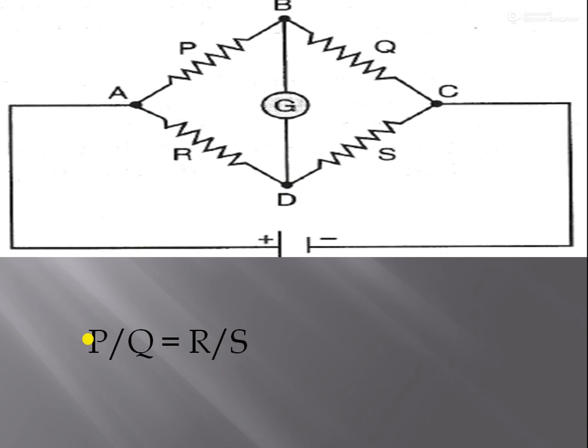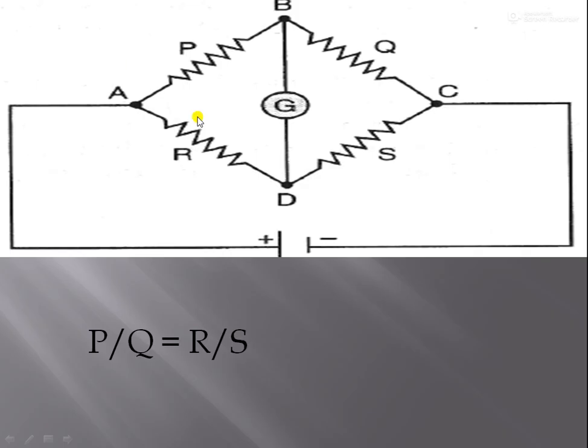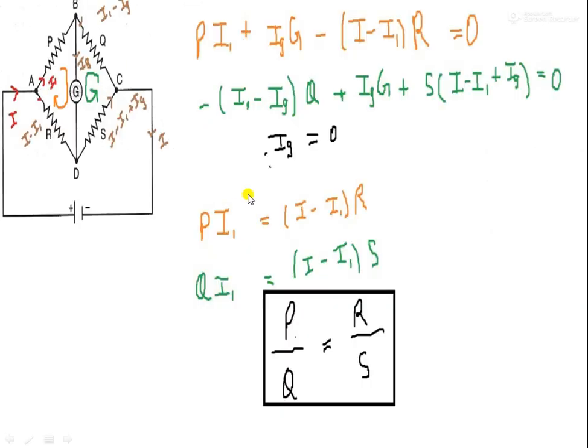Now we are going to derive, or prove, this formula of P by Q equal to R by S. How? This is the same diagram that was shown to you here, but what I have done is I have given names to the currents. Let I be the current flowing through this branch, and at this junction it breaks into two parts. The first part is I1 and the rest is I minus I1, because I1 went there, so you are left with I minus I1. So I minus I1 is going through R, and through P, I1 is going.